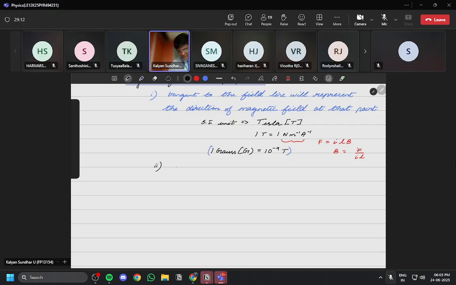And the second point is that they always form a closed loop. And field lines will never intersect.